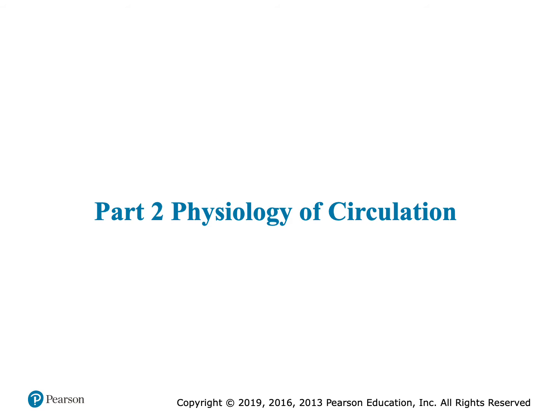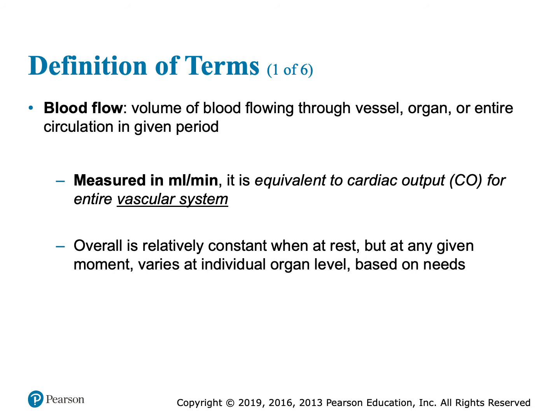Okay, vessel A is basically the anatomy of vessels, and vessel B is physiology of how all that blood sloshes around in our body. So the term blood flow, that is the amount of blood that's going through our vessels, our organs, our circulation during a given period, and it's measured in mils per minute. So it's essentially the same as cardiac output for the heart, but it's for the entire vascular system.